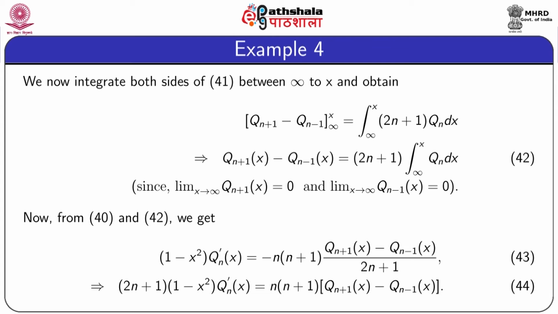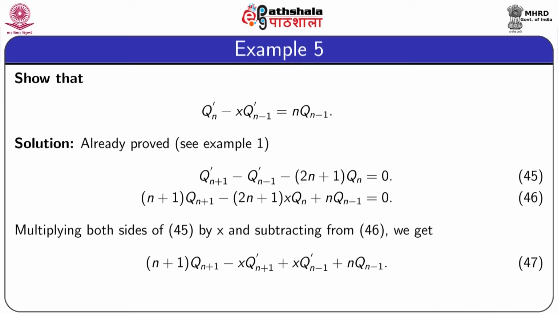Now, from equation 40 and 42, we get (1 minus x square) Q'n is equal to minus n(n plus 1) times (Q n plus 1 minus Q n minus 1) divided by (2n plus 1), and if we rearrange the terms, we will get equation number 44, which is (2n plus 1) (1 minus x square) Q'n(x) equal to n(n plus 1) (Q n minus 1(x) minus Q n plus 1(x)), which is our desired result.